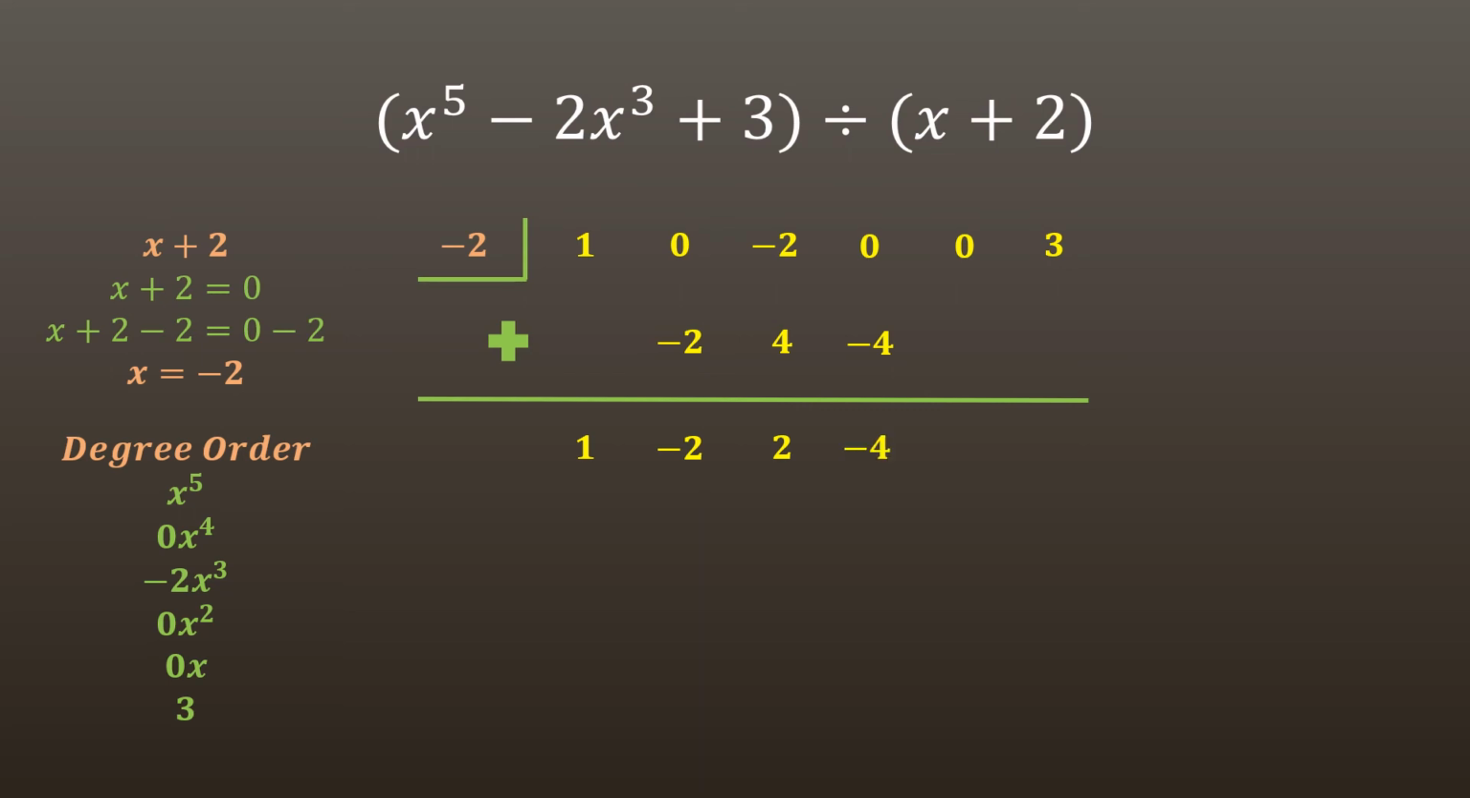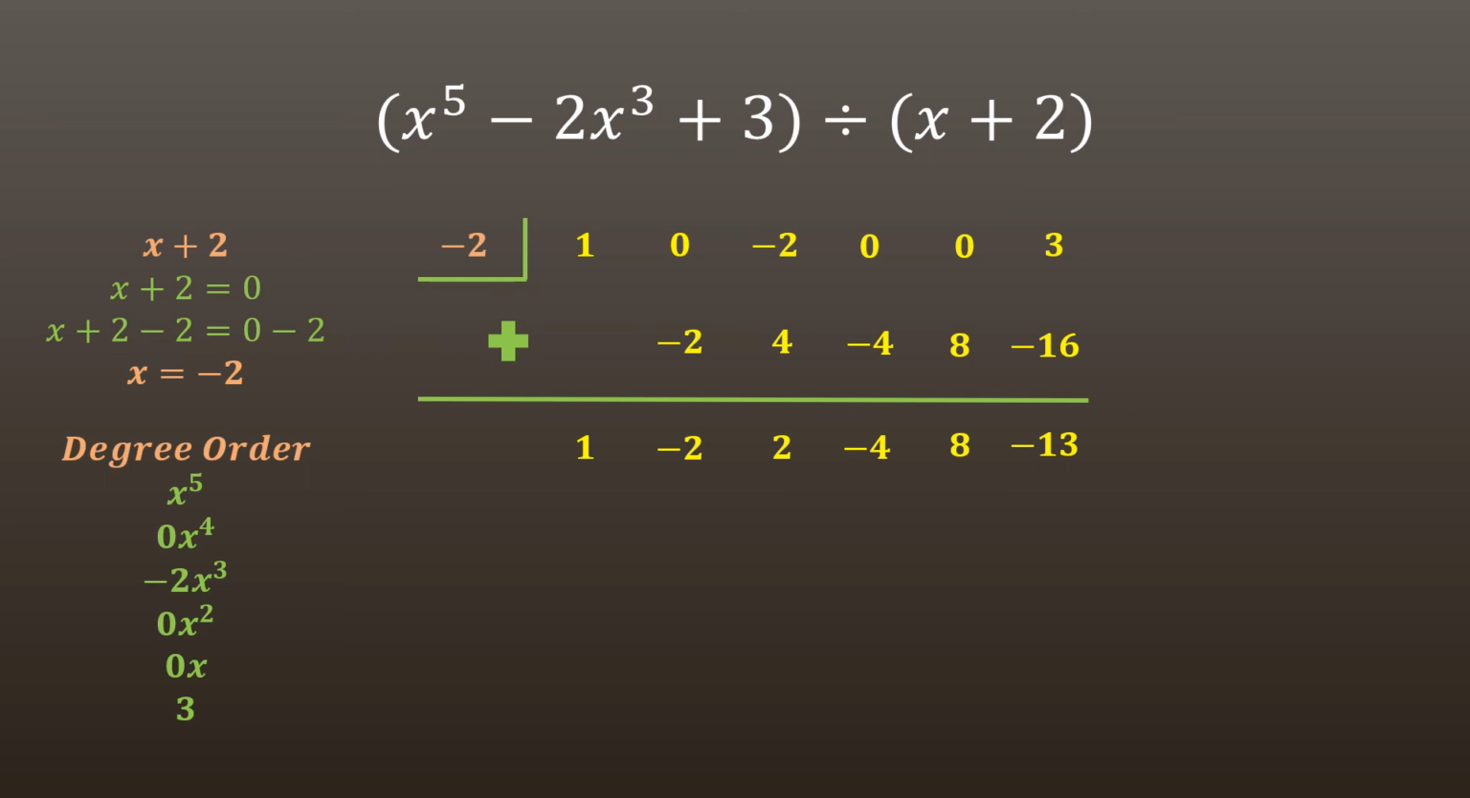So 0 plus negative 4, that's negative 4. Negative 4 times negative 2, that would be 8. 0 plus 8, that would be 8. 8 times negative 2, that would be negative 16. So 3 minus 16, that's negative 13.